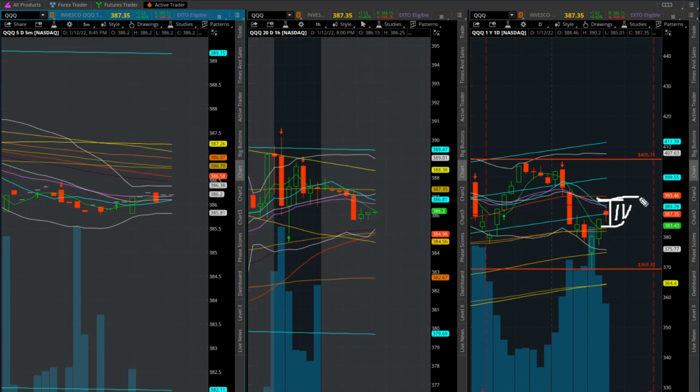We'll be setting up a little bit of a flag pattern here for a nice breakout. I could see that. So just something to keep your eyes on.